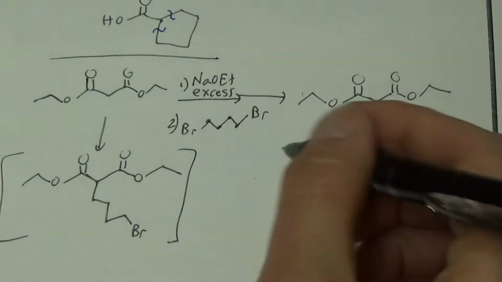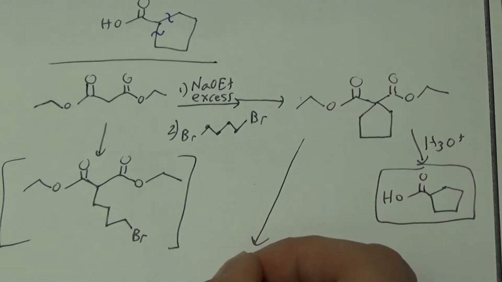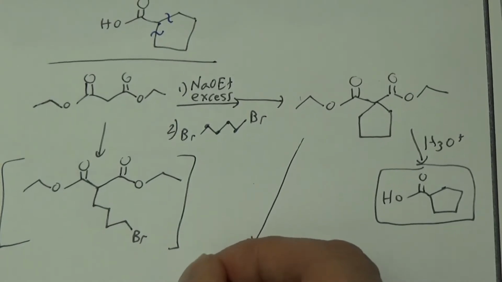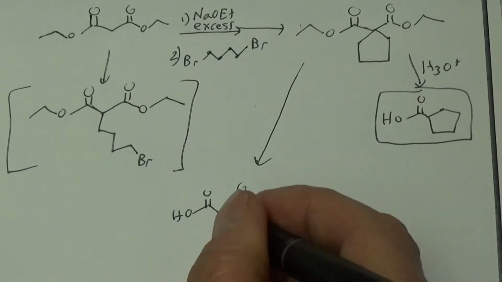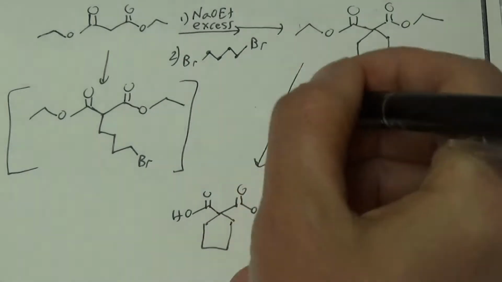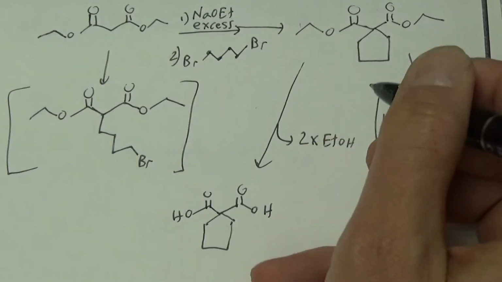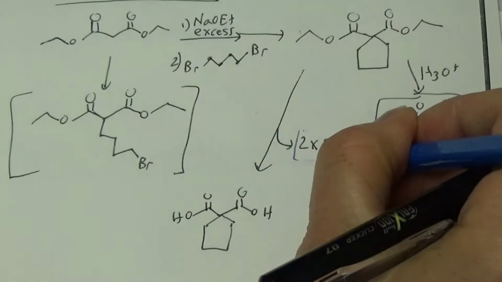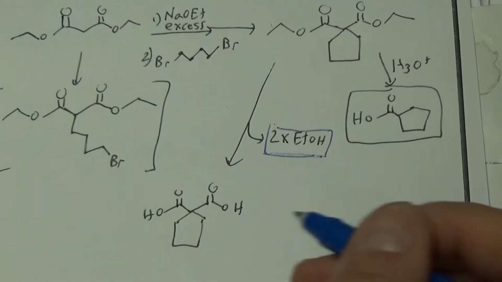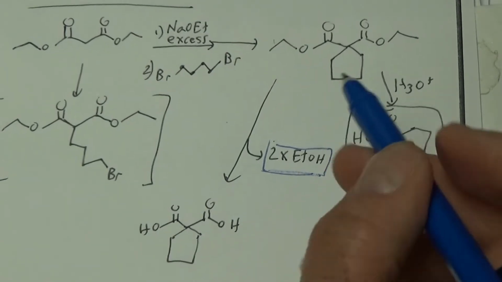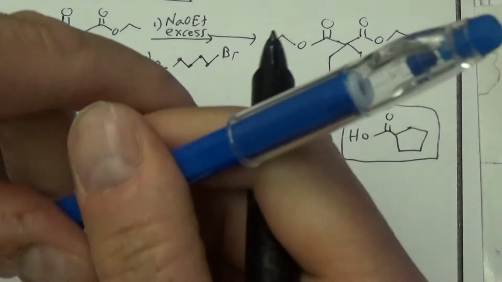Okay, and then of course with the acid step, it's the same old thing. You get the dicarboxylic acid. Two ethanols go away. Okay, and then we get the dicarboxylic acid. So beta diester, beta diacid. Flip up one of them.